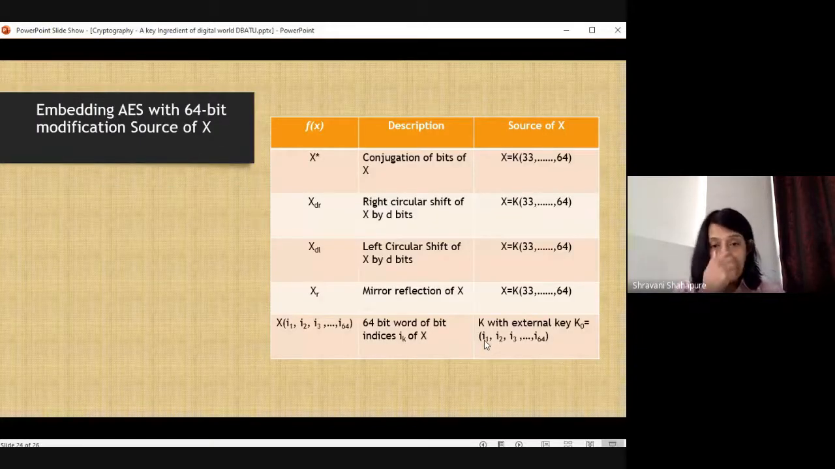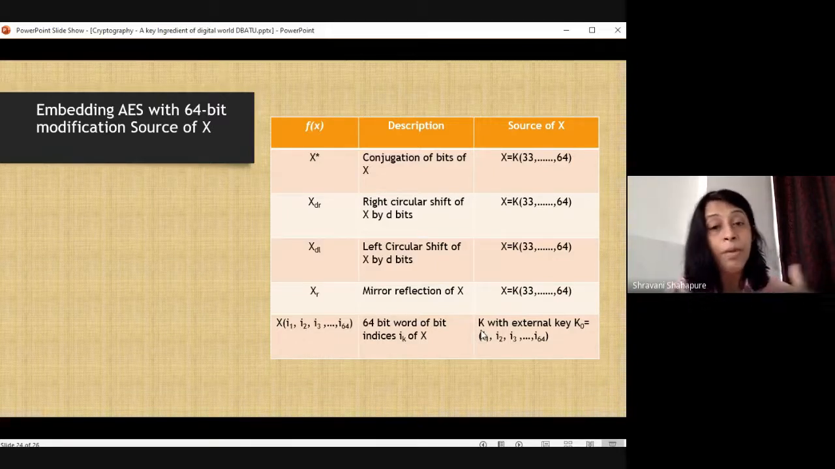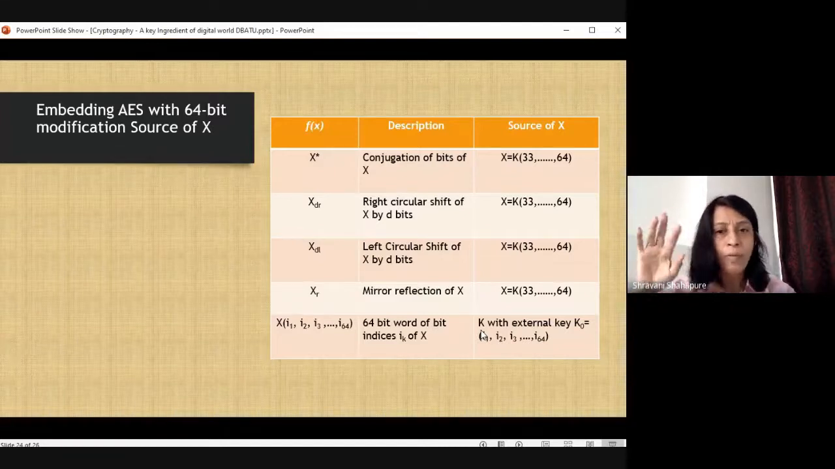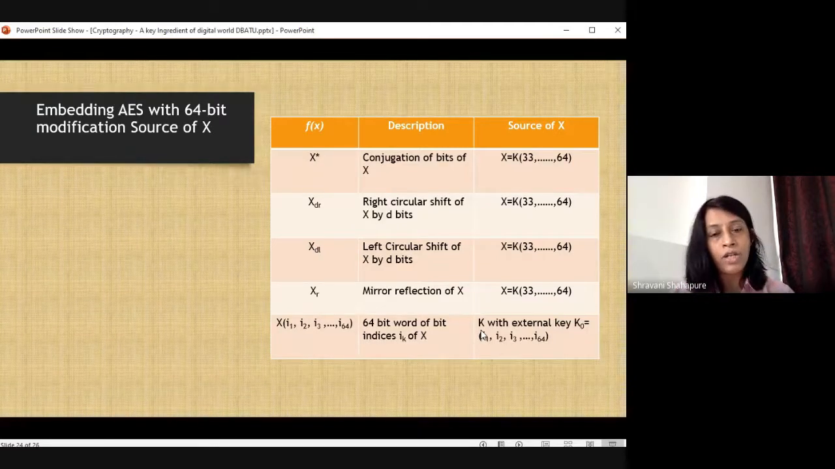As I mentioned, we will be using different functions, F1, F2, F3, F4, whatever you like. What are these functions? They can be conjugate, right shift, left shift, mirror effect, or 64-bit indices. We can choose, like, first, third, fifth, ninth, whatever, and then create our own keys. These are a few examples I have stated, but you can have your own functions and use them in the embedding algorithm. We can move on to the next.